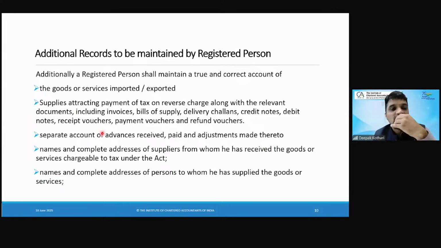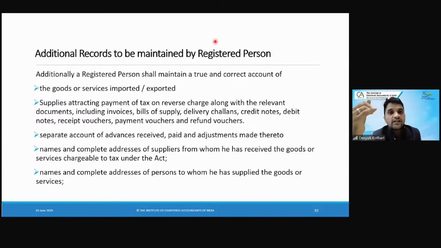Then any supplies which attract payment of tax on reverse charge mechanism, RCM, because RCM liability is on you, so you have to maintain a record of all the transactions on which you have to pay RCM. ठीक है. तो जो भी रिवर्स चार्ज मैकेनिज्म है वो अपने को पे करना है. सप्लायर तो आपको इनवॉइस दे देगा, लेकिन क्या क्या कैटेगरी पे रिवर्स चार्ज पे करना है इसके लिए भी आपको एक अलग रजिस्टर मेंटेन करना पड़ेगा. उसे कहते हैं रिवर्स चार्ज मैकेनिज्म का रजिस्टर.